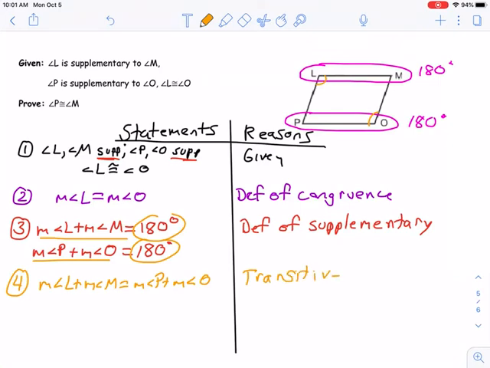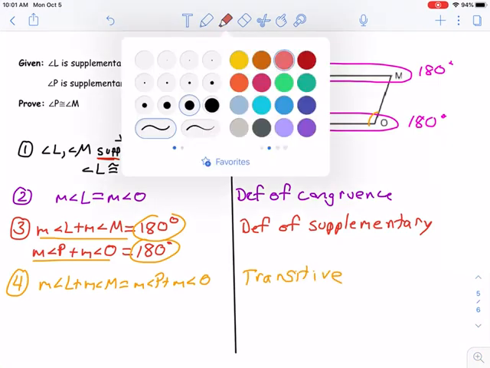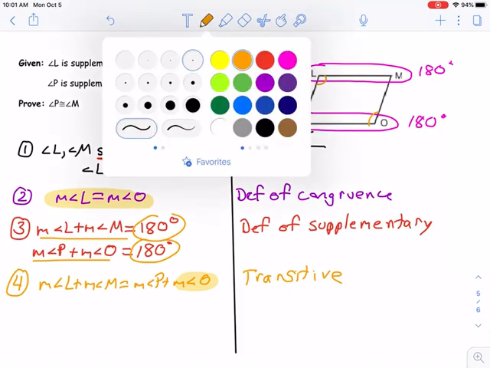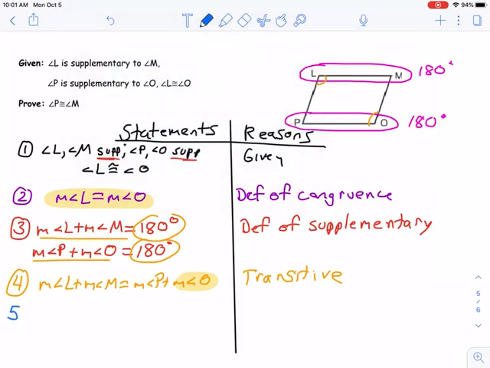Alright, so again, I'm going to use previous statements. These two angles equal each other, so I'm going to substitute O for an L. I'm going to swap it out. That's mathematically legal. So now I'm going to have the measure of angle L plus the measure of angle M equals the measure of angle P plus the measure of angle L. And all I did was substitution.